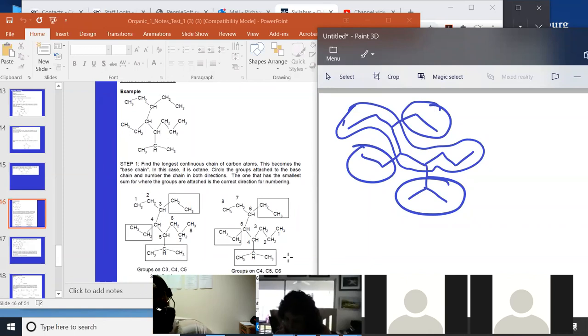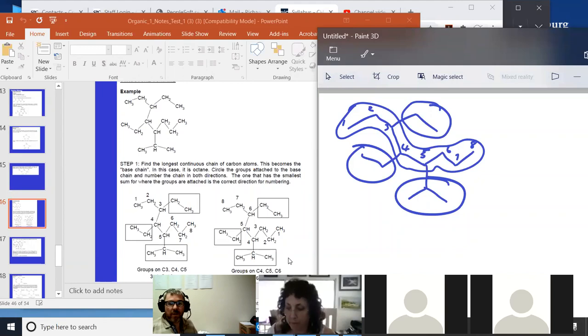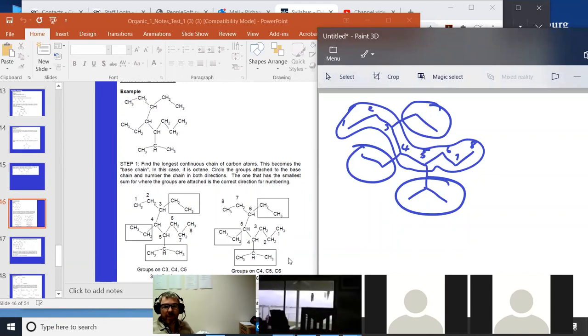Is there like a reason for that, or is that just to simplify the naming? It's to simplify the naming. It's so that we don't have two names for every single structure. So that's why we number it from the left to the right, starting at 1 and going all the way through to 8. Does anybody have any questions about this so far?